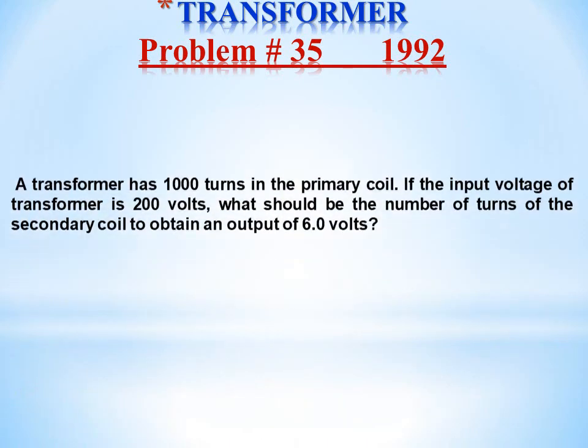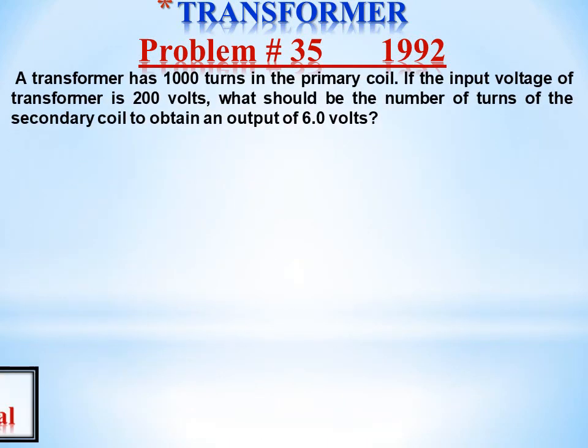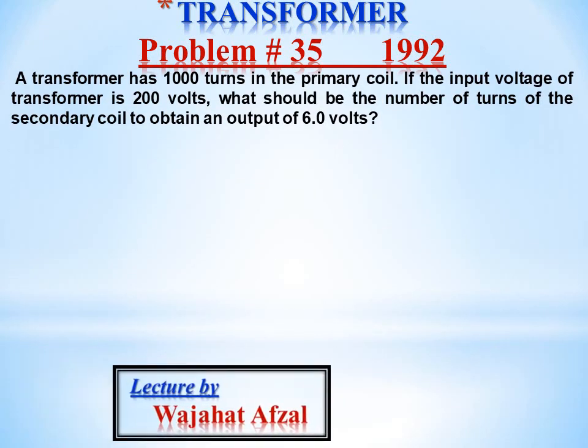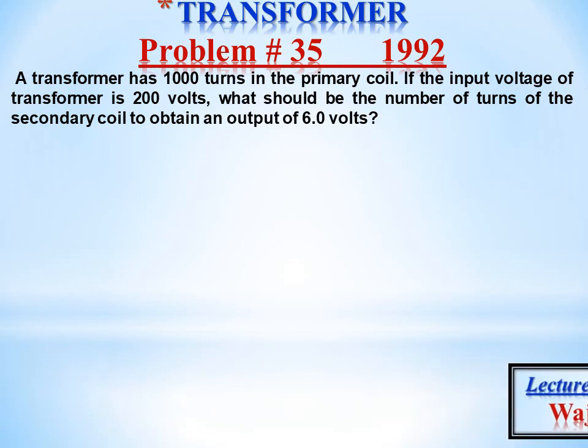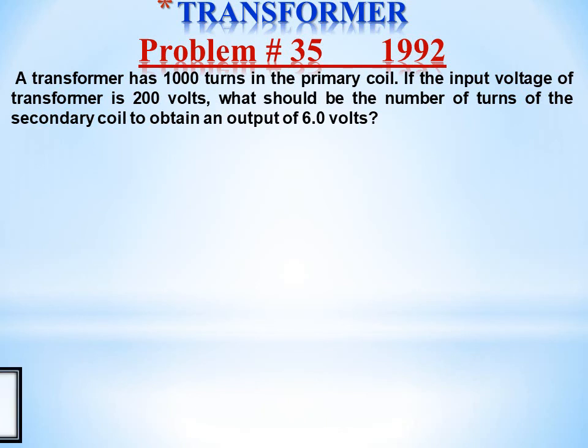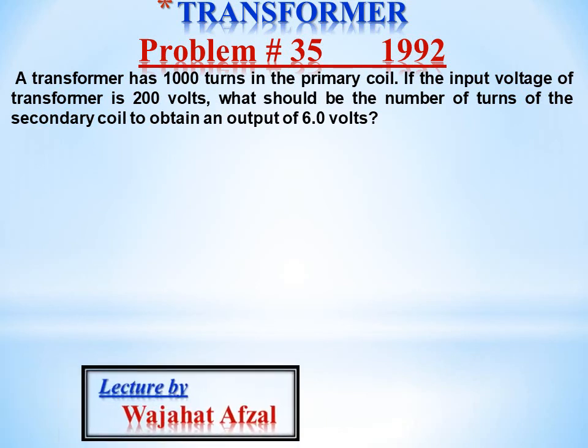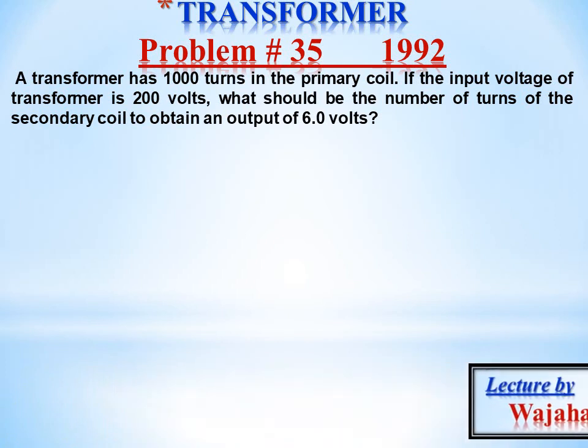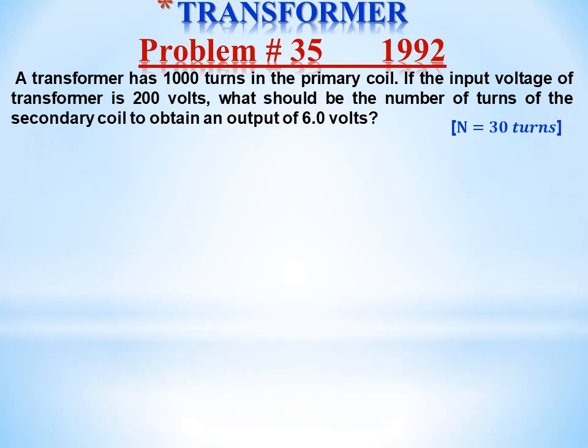So the first numerical is problem number 35, which came in 1992. A transformer has 1000 turns in the primary coil. Okay, if the input voltage of the transformer is 200 volts, what should be the number of turns of the secondary coil to obtain an output of 6 volts? Okay class, so this is the question. You have to find out the number of turns in the secondary coil.